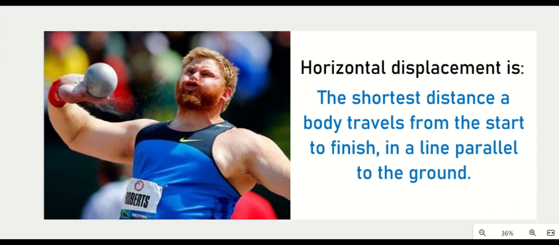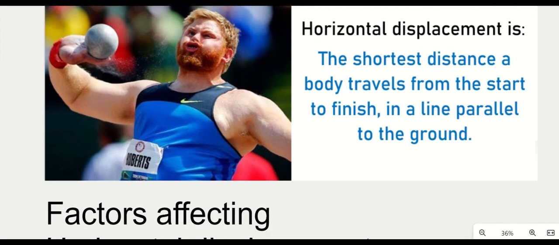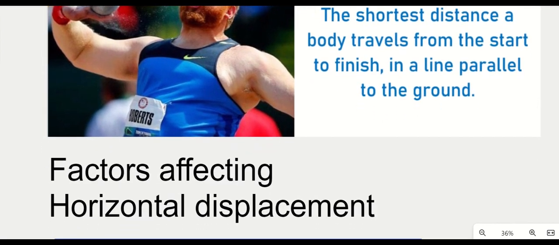If we look at the guy there, the shot putter, the horizontal displacement would be from the point that the shot is released from the hand to its landing point. So horizontal displacement, the shortest distance a body travels from start to finish in a line parallel to the ground. There are three key factors that affect horizontal displacement, and for the exam you'll need to be able to explain these factors but also apply them to different situations as well.